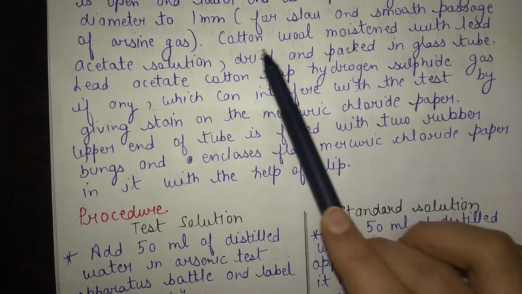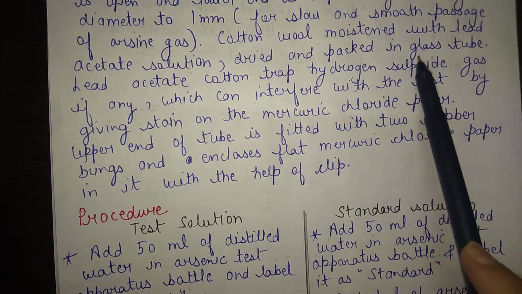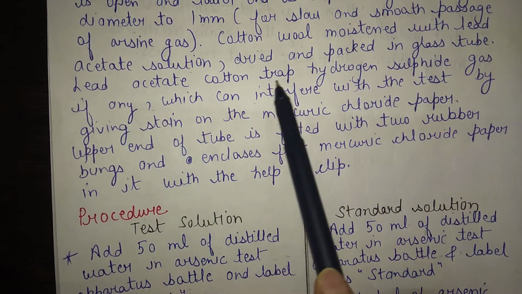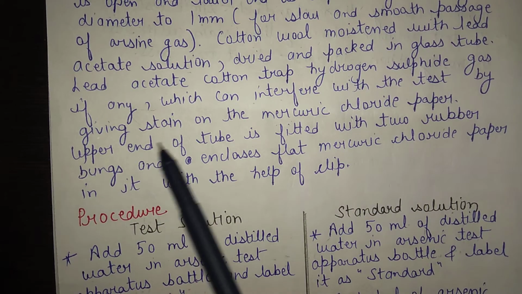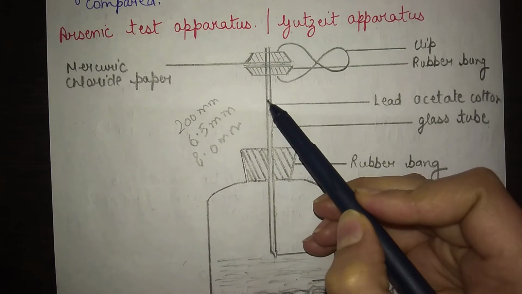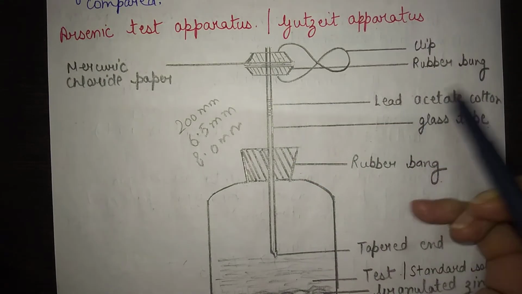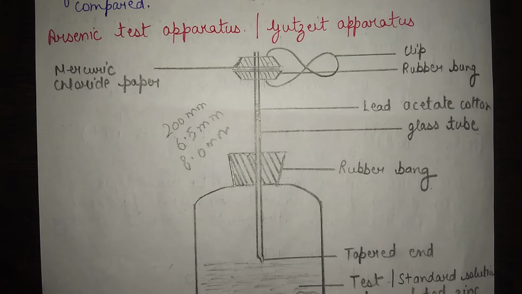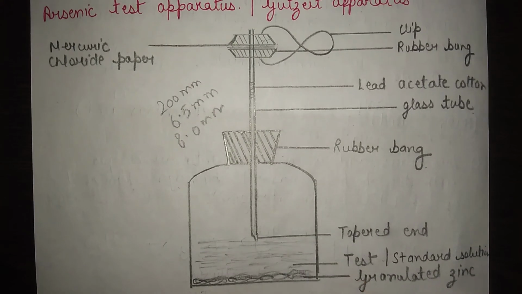Now cotton wool moistened with lead acetate solution, dried and packed in a glass tube. Lead acetate cotton traps hydrogen sulfide gas, if any, which can interfere with the test by giving a stain on mercury chloride paper. So it says that in this tube we take lead acetate cotton. Here we will take lead acetate cotton before our mercury chloride paper. What it does is trap any hydrogen sulfide gas which might be produced in this bottle. So why do we need to trap hydrogen sulfide gas?